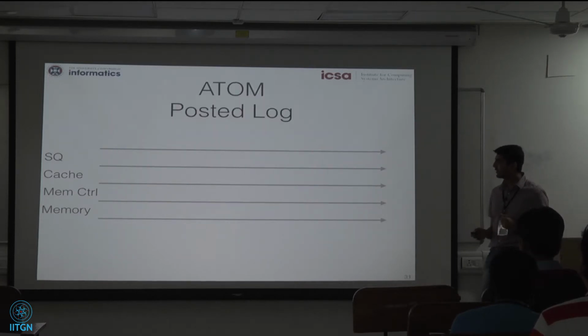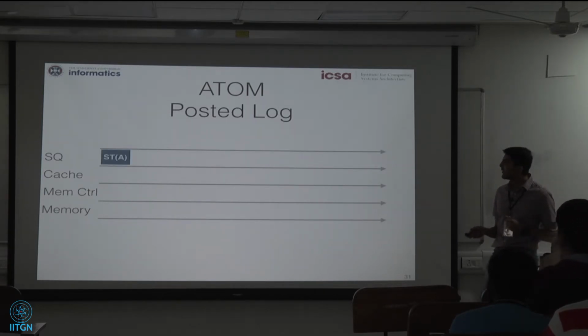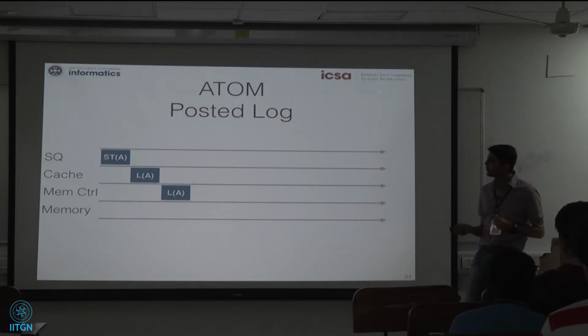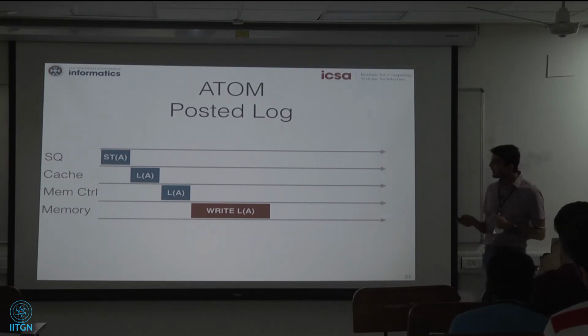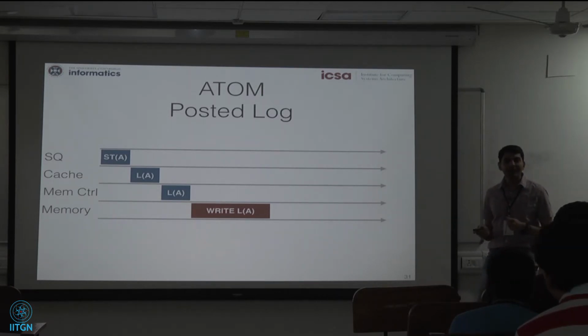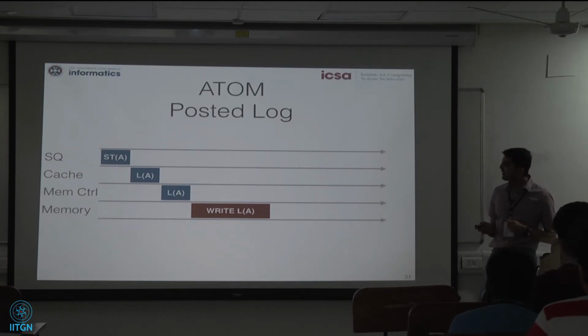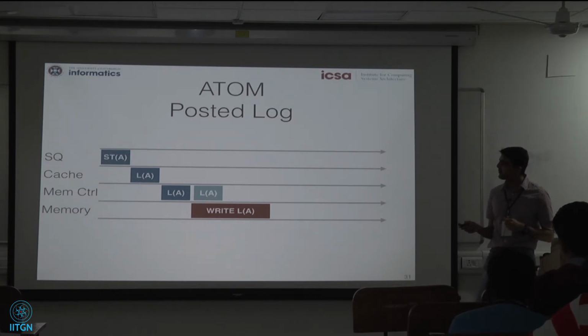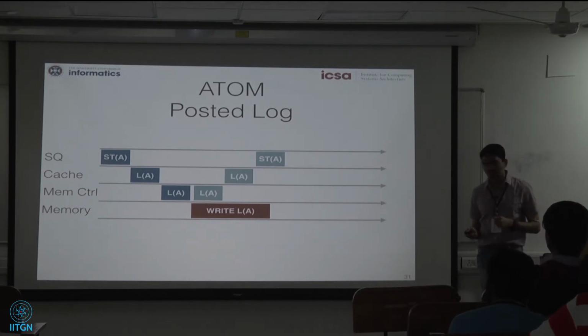So how do we solve this? With Atom, we first propose what we call a posted log. So again, when the store queue issues a request, the request will go to the cache, the cache will send it to the memory controller, and the memory controller will issue a write to memory. But in parallel, without waiting for that write to complete, the memory controller will track address A, saying that a log write for that particular cache line is pending, and it will send a posted acknowledgement back to the cache, and the cache will complete the store request.